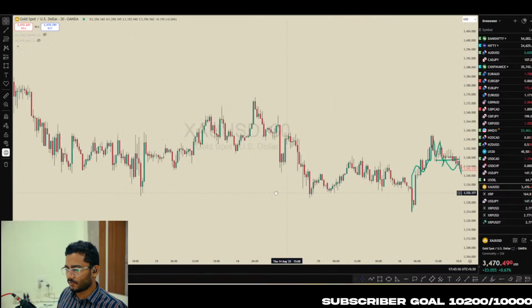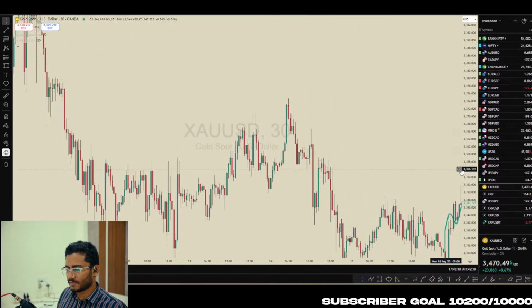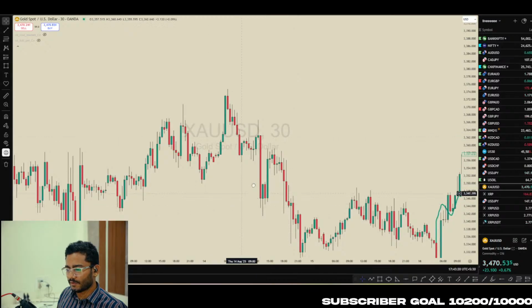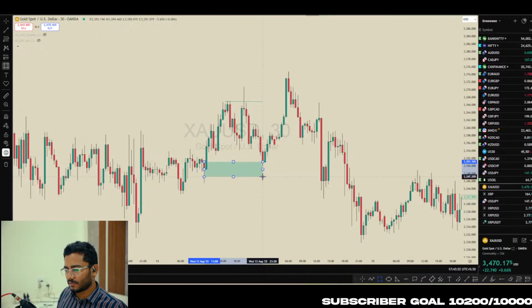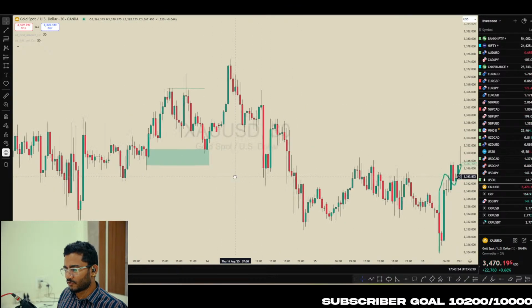So on gold right now, I'm looking for a setup like this. So in this case, after this kind of close below the structure, it created this imbalance and fulfilled this imbalance, went to the downside for price to tap at this order block.